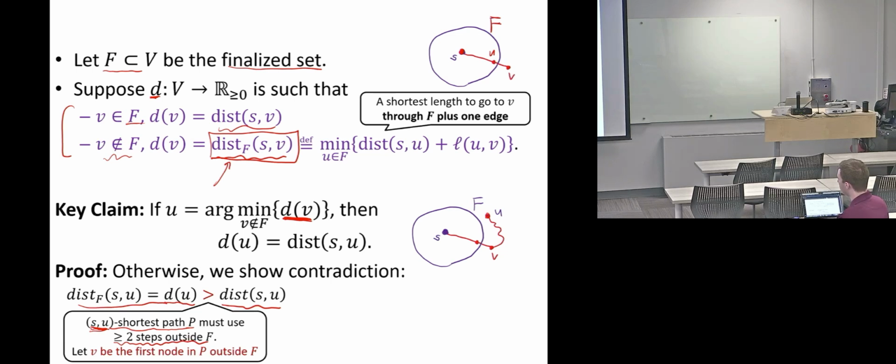I'm just assuming that I maintain this invariant. If this is the case, then I'm going to prove this right now. And later, I'm going to prove that we really maintain this invariant. Oh, okay. Yeah. Thank you.